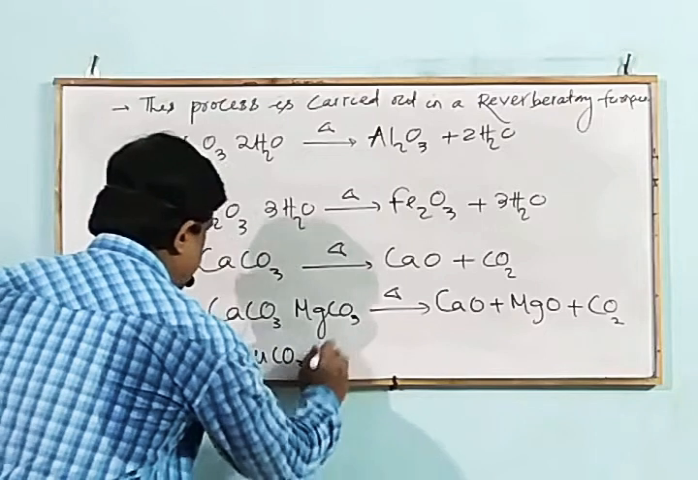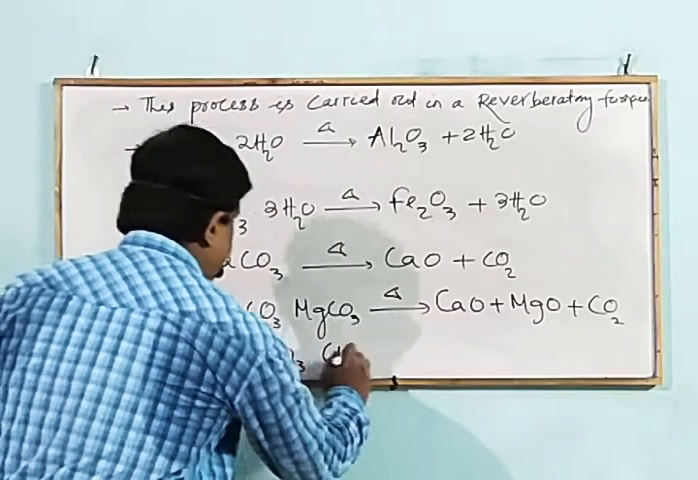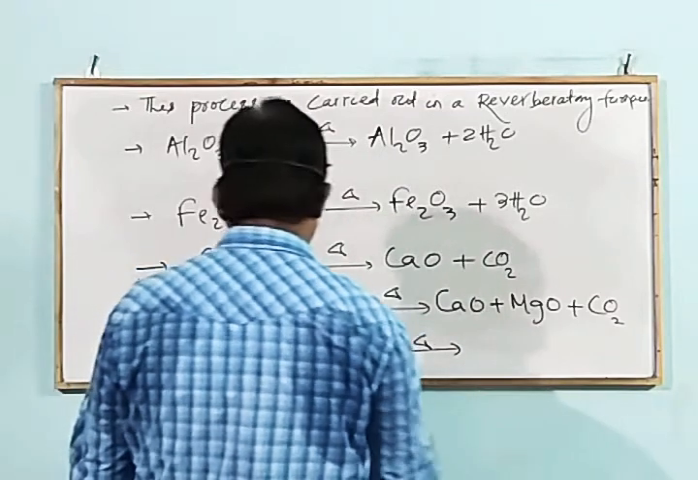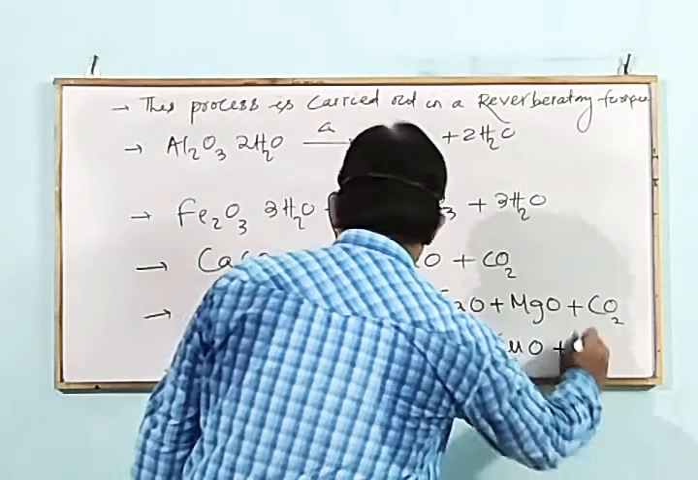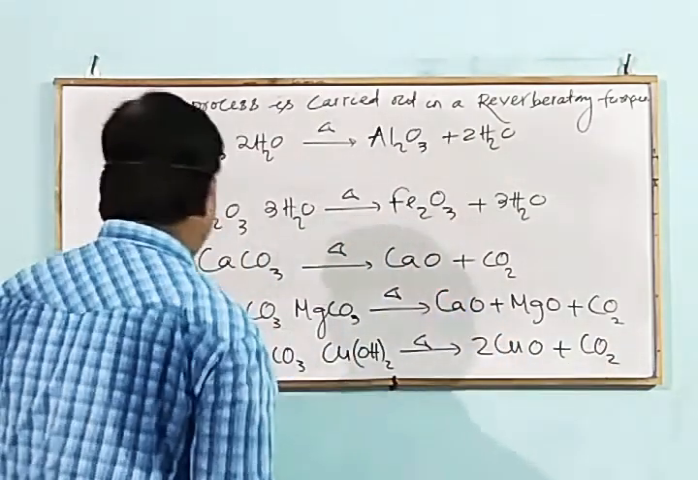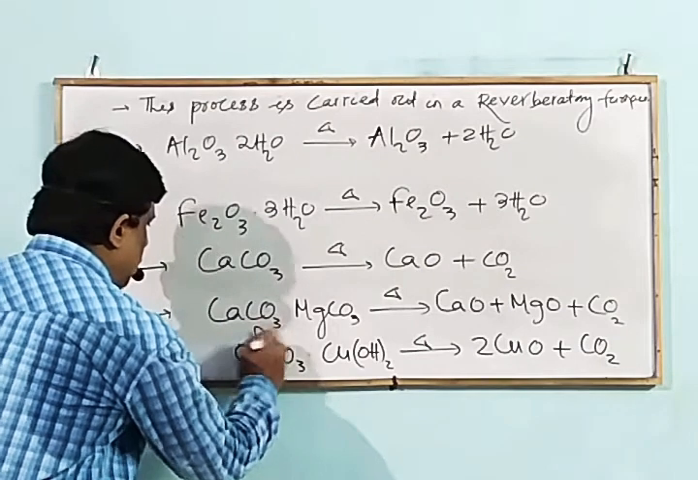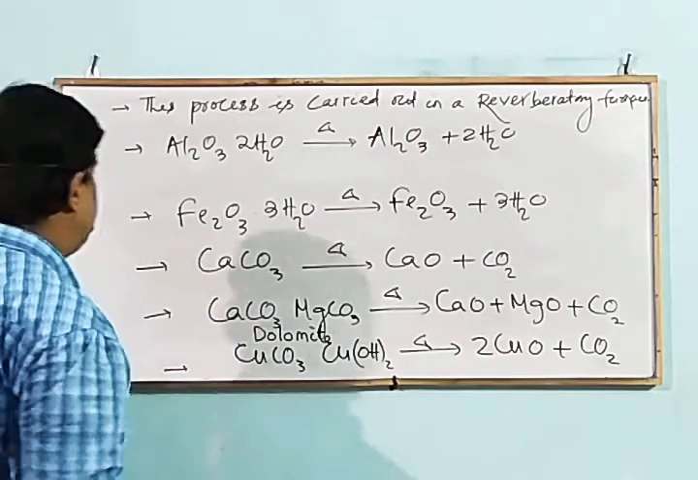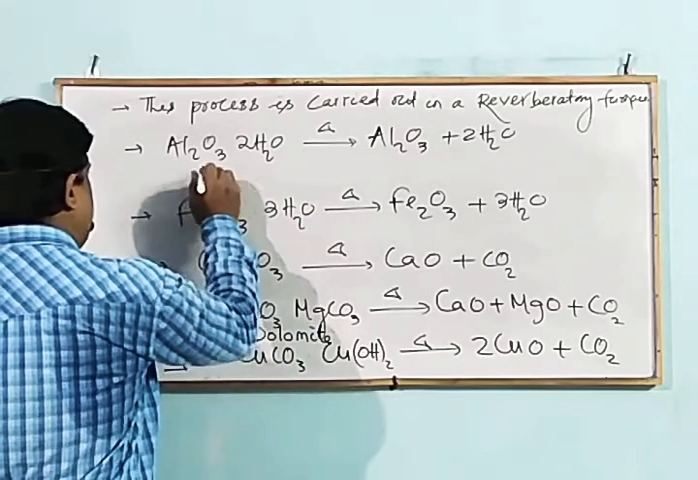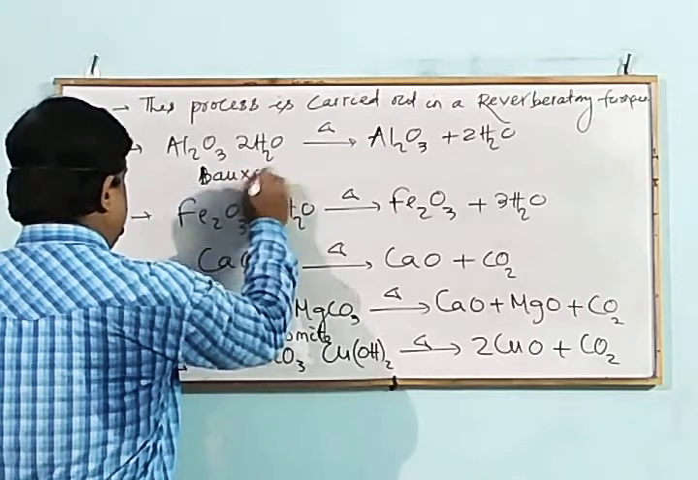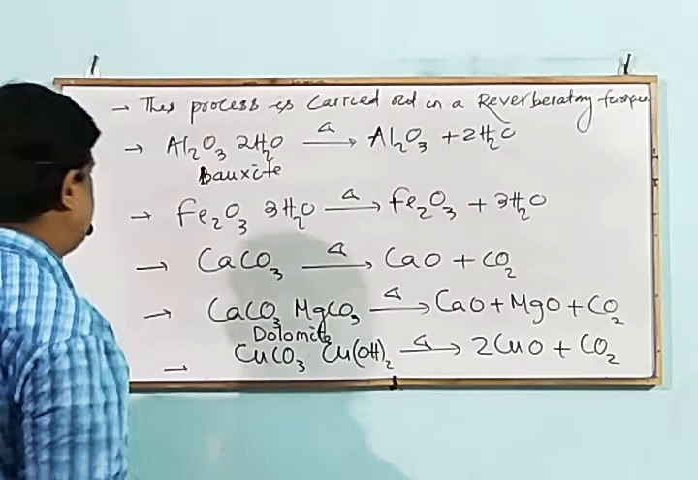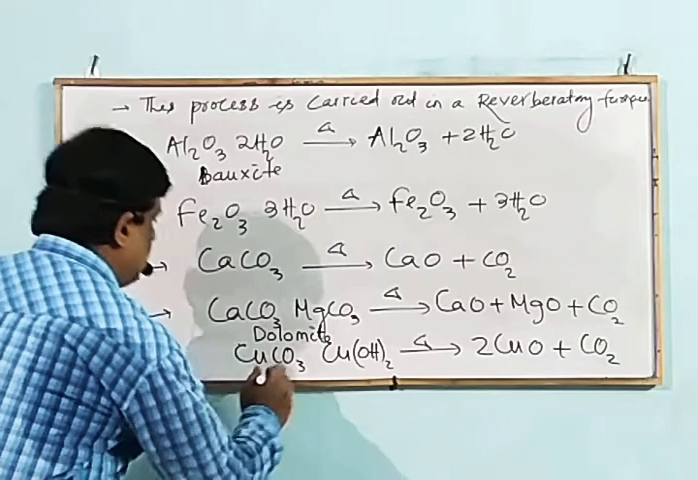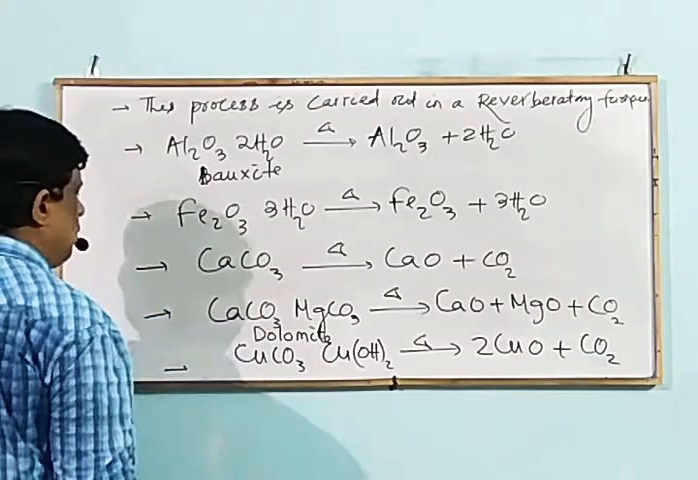Copper carbonate.copper hydroxide gives rise to copper oxide plus carbon dioxide. Mark that. This one is known as dolomite. This one is known as bauxite. This one is an ore of copper, malachite.